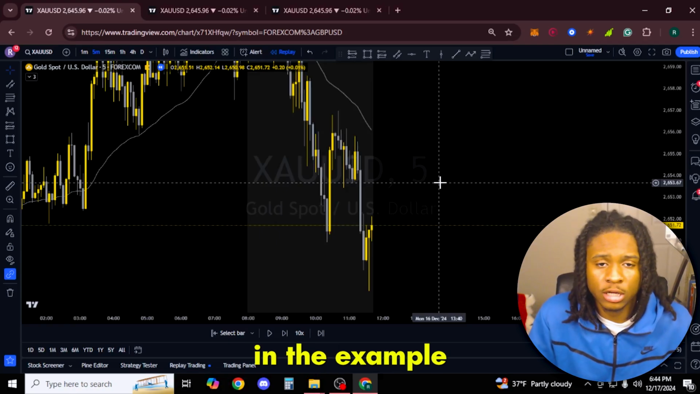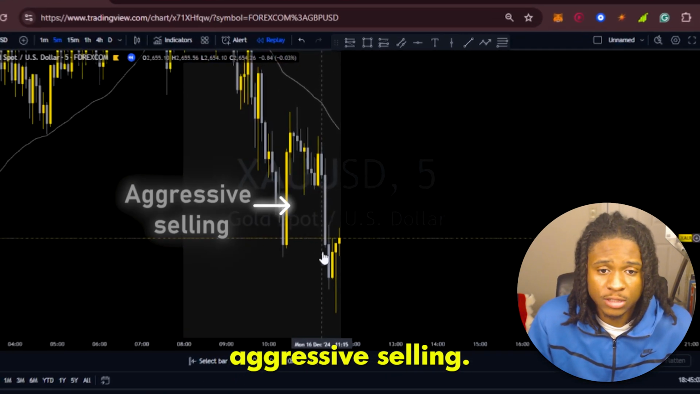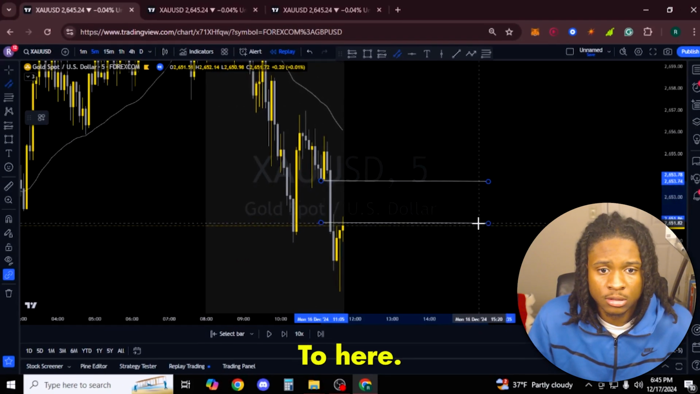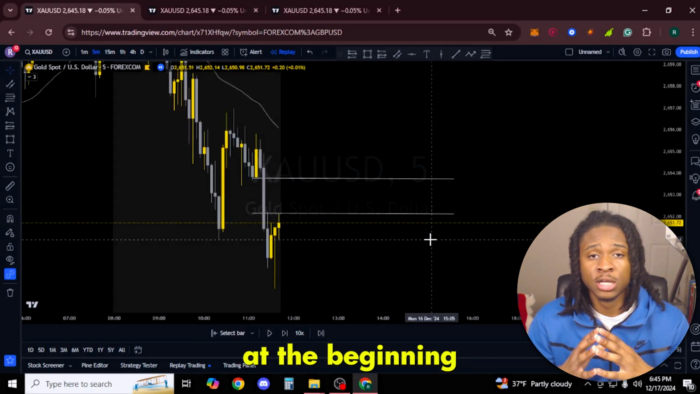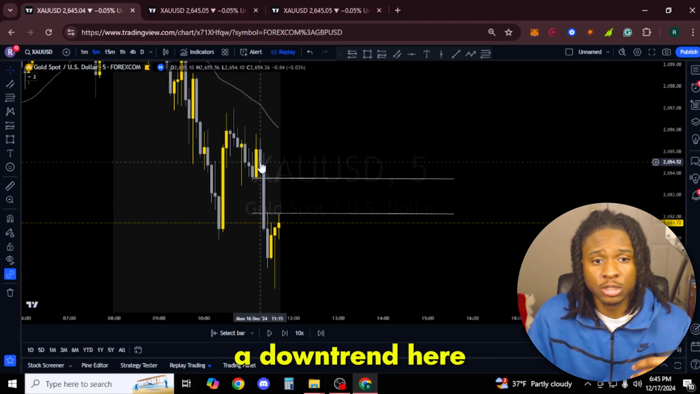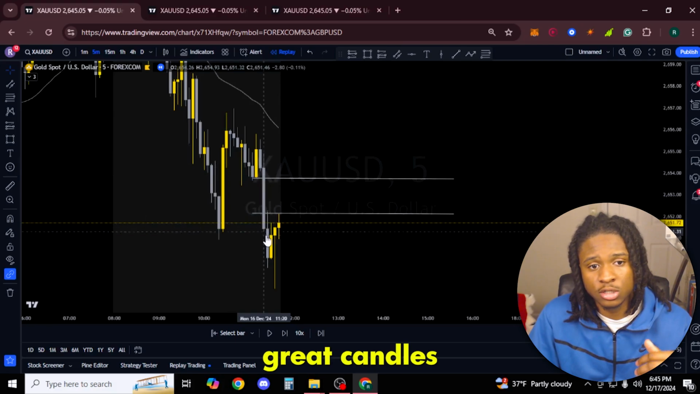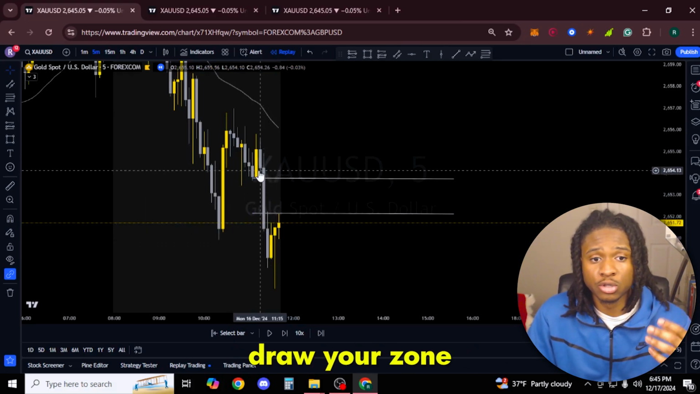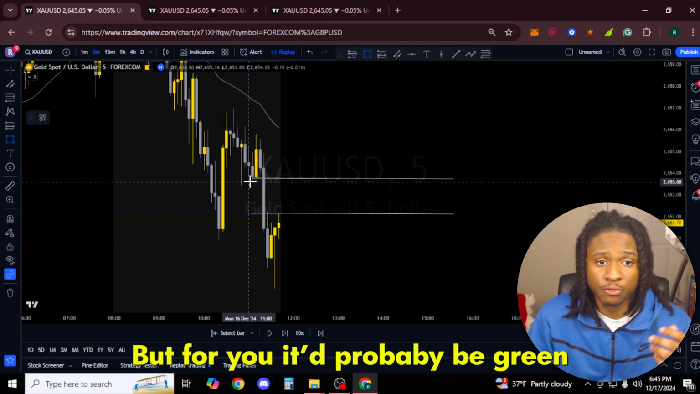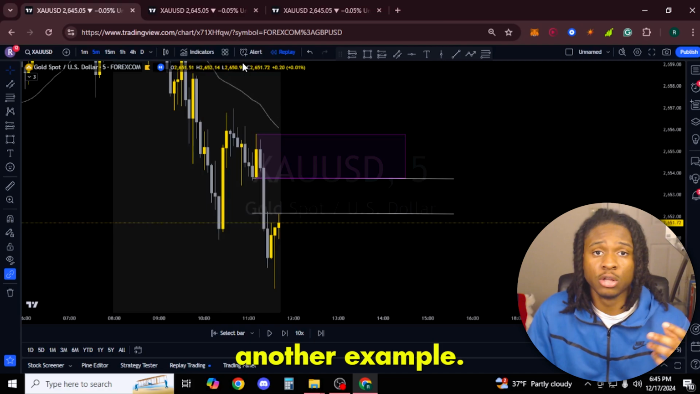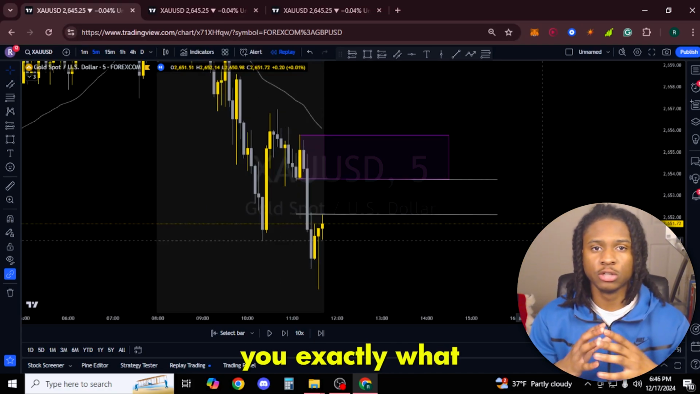As you see here in the example I showed earlier, we have aggressive selling, we have our gap from here to here, and we draw our zones at the beginning of the move, at the opposite candle. So if we're in a downtrend here, all this aggressive selling, these gray candles, or for you, they would be red, you would draw your zone from this yellow candle here, but for you, it would probably be green. We draw our zone like so. Let me show you another example. So let me hop on the charts and show you exactly what we're looking for.